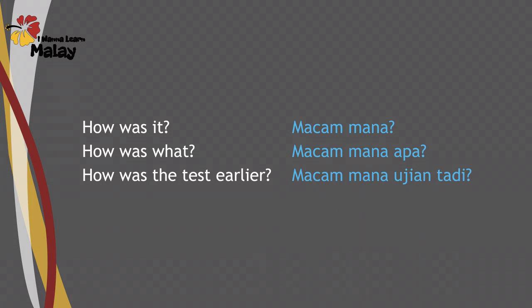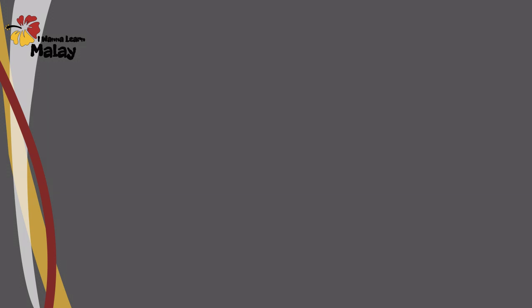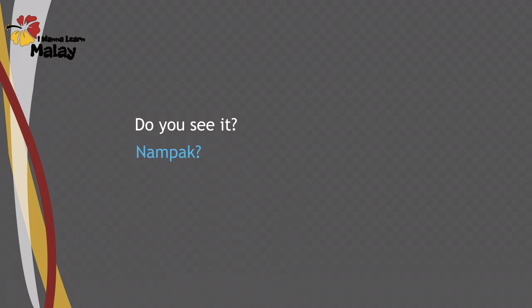So in short, conversational Malay would typically keep sentences short. If someone asks, do you see it? In Malay, it can be simply nampak as a question. Nampak means to see. Or nampak ke tak? So this is more specific in English if it's do you see it or not? And that is nampak ke tak? See or not.